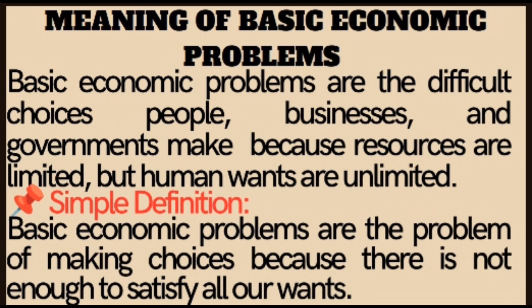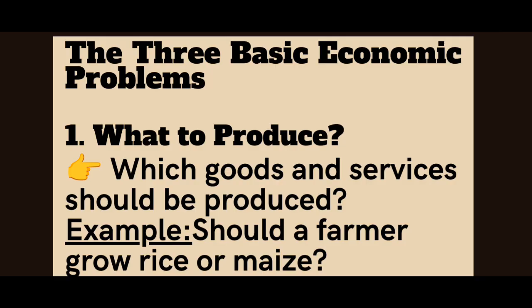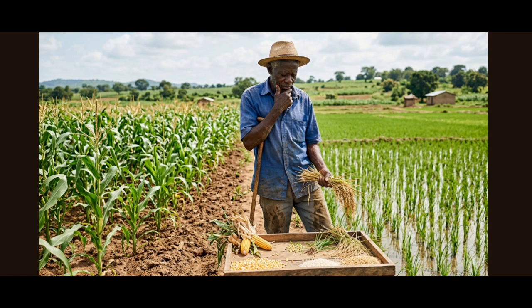So now let's go to the three basic economic problems. The first is what to produce. Which goods and services should be produced? For example, should a farmer grow rice or maize? I will show you an example of that in an illustration. So look at this farmer. This farmer is contemplating whether to grow rice or maize. This is one of the problems you will face if you want to go into production.